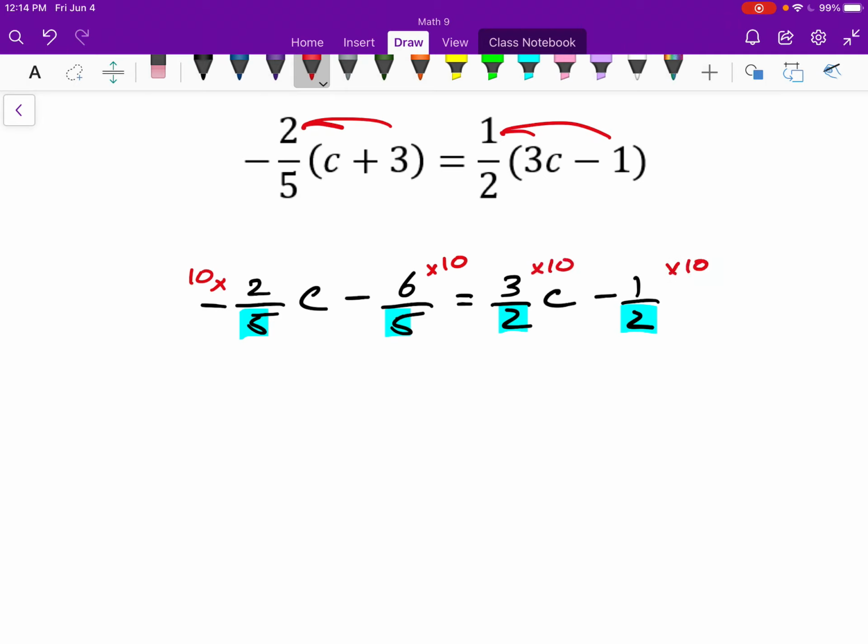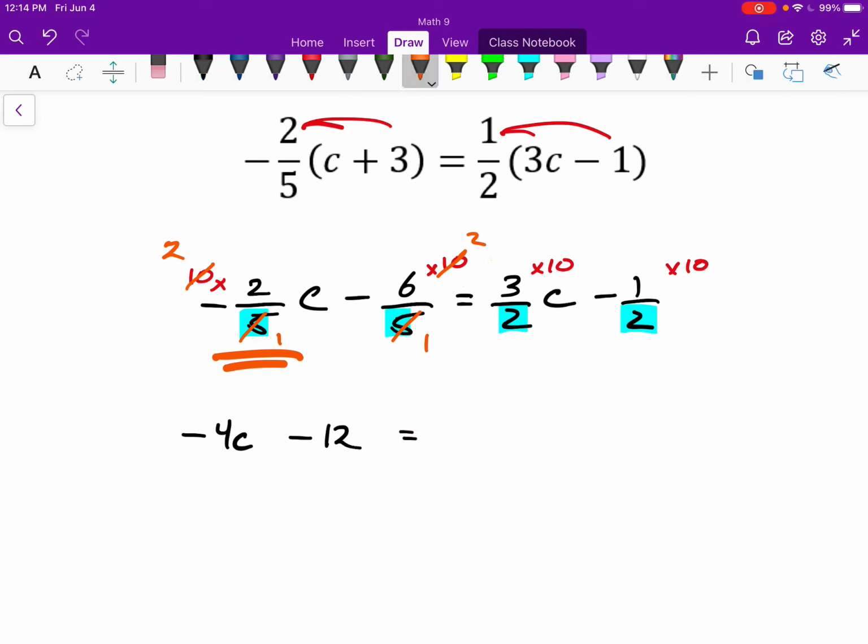Looks a bit messy here, but it's going to simplify quite nicely. If I look right here, I'm just going to go 10 over 5, simplifies to 2 over 1. So really, what do I have? I have 2 times negative 2 times c. That is negative 4c. Okay, next. 10 over 5 reduced to 2 over 1. So what I've left right here, I have minus 6 times 2, which is minus 12.